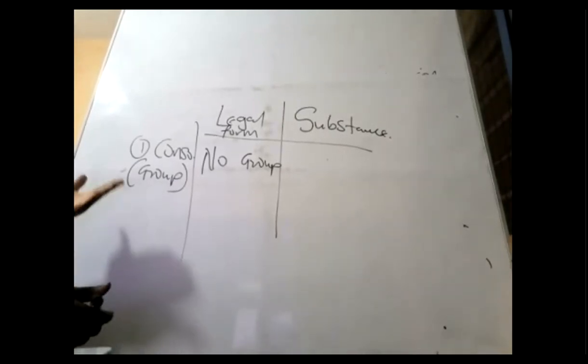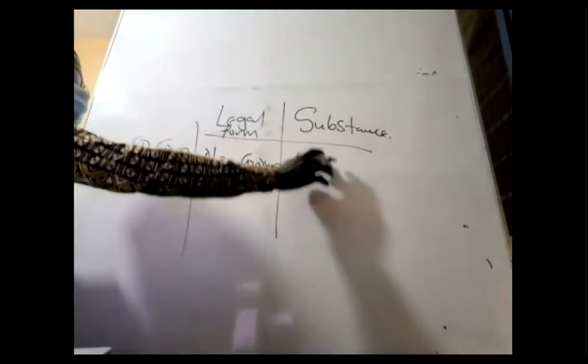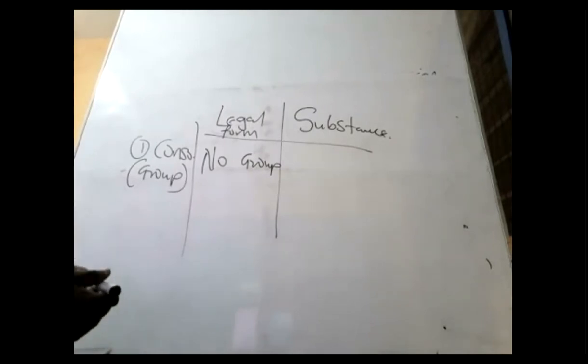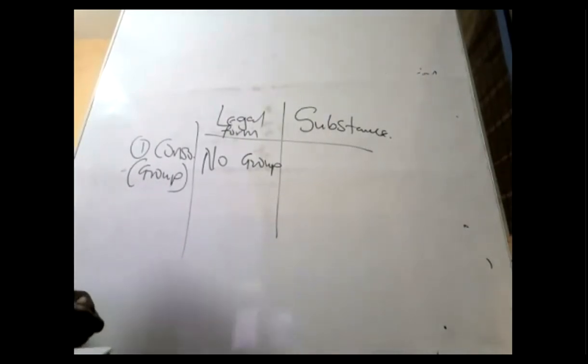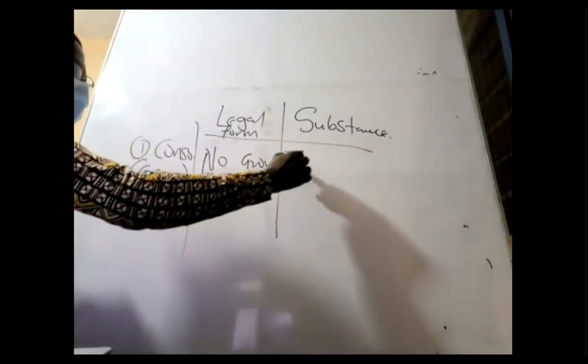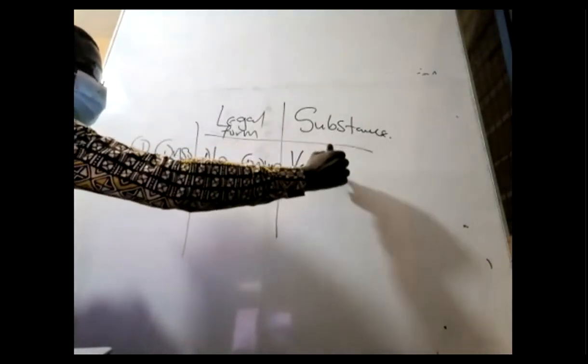So no group exists legally. But because we are one in reality, because we are related and we are treated as a single economic entity, it makes us one. So in reality, we do have a group.